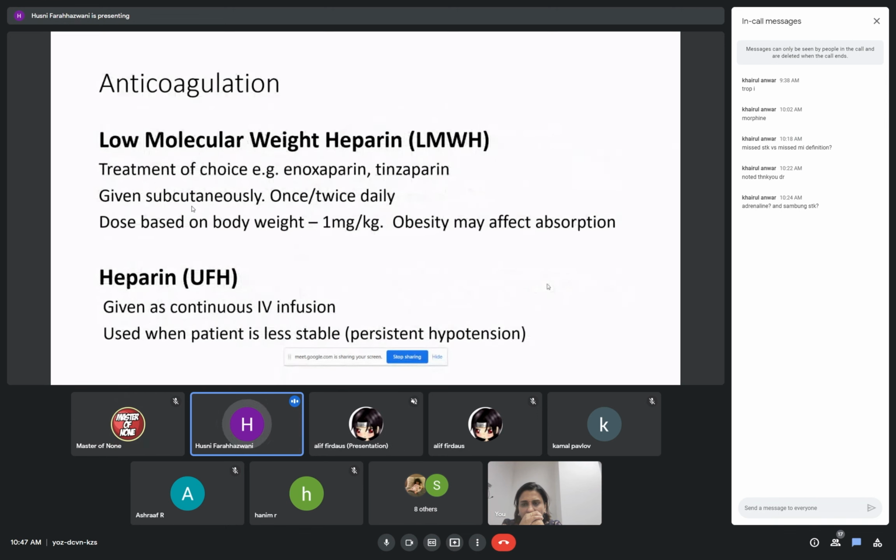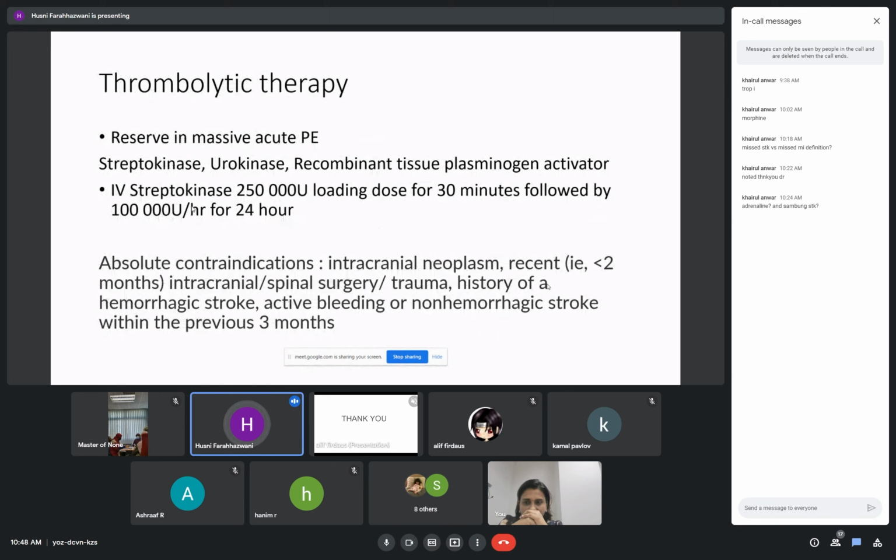So anticoagulation: your low molecular weight heparin and unfractionated heparin. Usually the low molecular weight heparin, the enoxaparin, is given subcutaneously, and unfractionated heparin when the patient is less stable. The thrombolytic therapy is reserved for massive acute PE when the patient is unstable and there is no contraindication, which means the patient has no bleeding tendency. Streptokinase, urokinase and RTPA, but usually streptokinase is what we use, with the following dose.